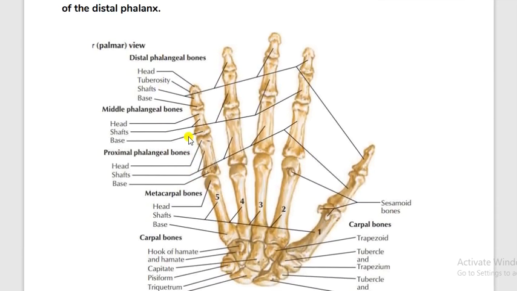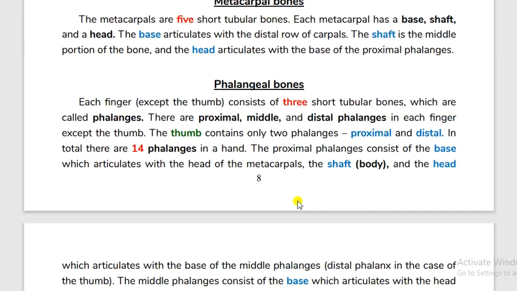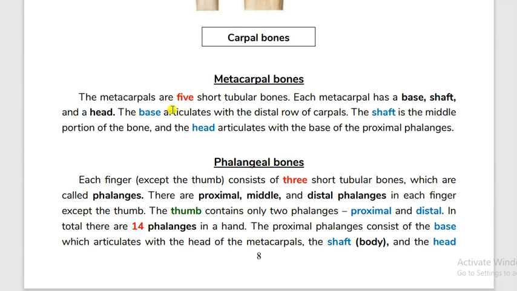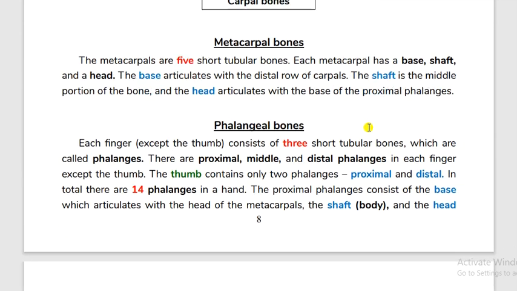This is the base. These are metacarpal bones here. They have the base, the shafts, and the head. 5 metacarpal bones from 1 to 5. The base articulates with the distal row of carpals. The shaft is the middle portion of the bone, and the head articulates with the base of the proximal phalanges.